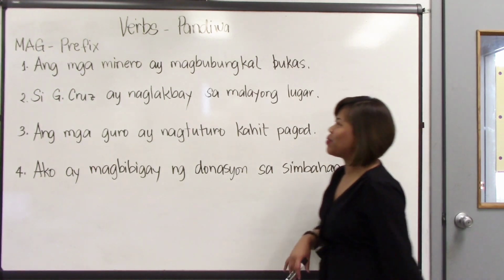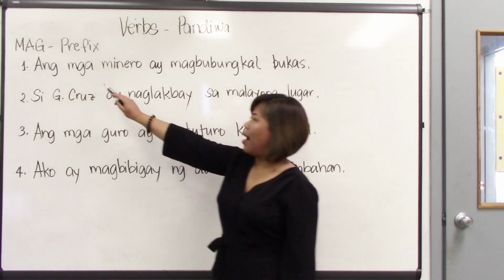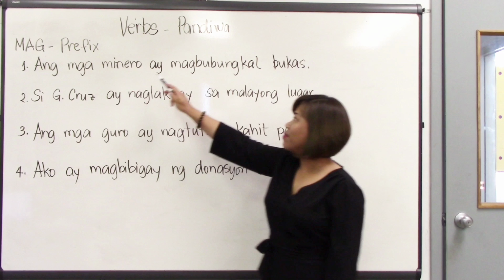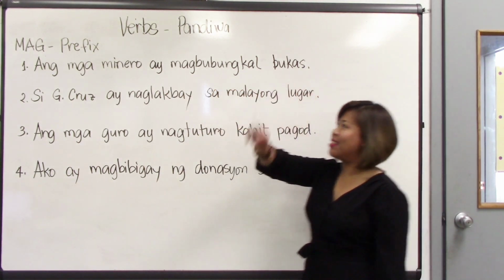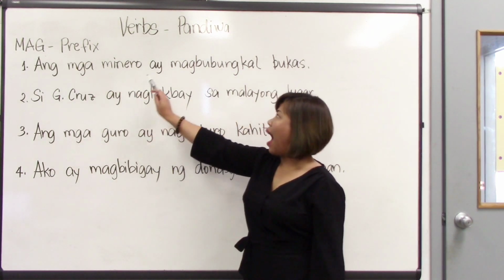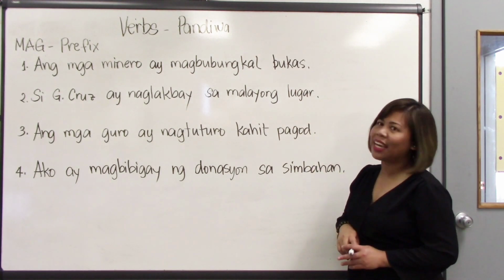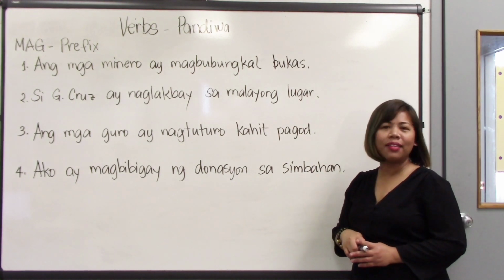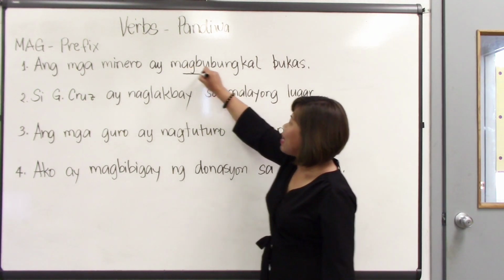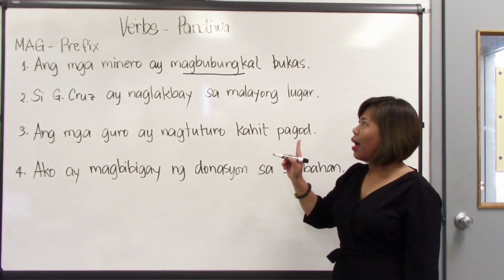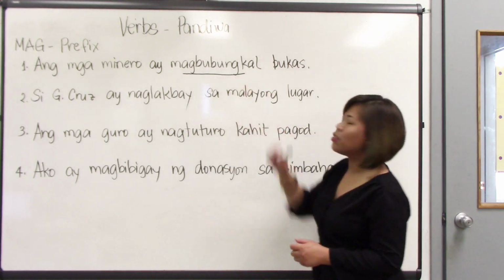So let's start with the first one. Let's read it. Can you read it? Ang mga minero ay magbubungkal bukas. Ang mga minero ay magbubungkal bukas. Which one do you think is the verb? Can you see the mag, the nag, and the repeated syllable? Of course, that's very easy. This is our verb. Magbubungkal. What do you mean by magbubungkal? Bungkal means to dig.